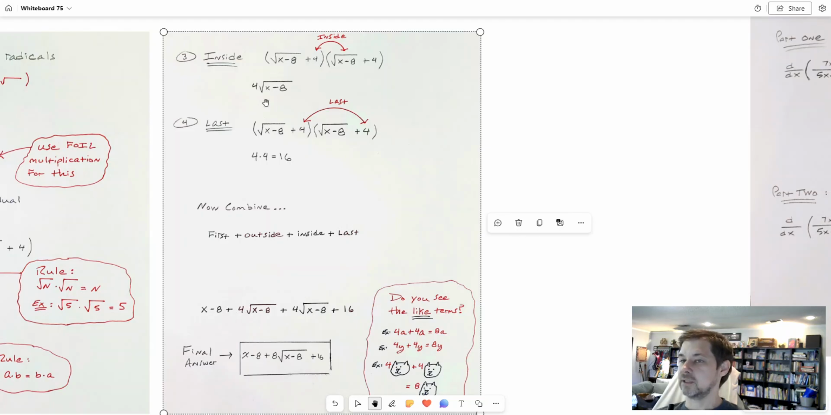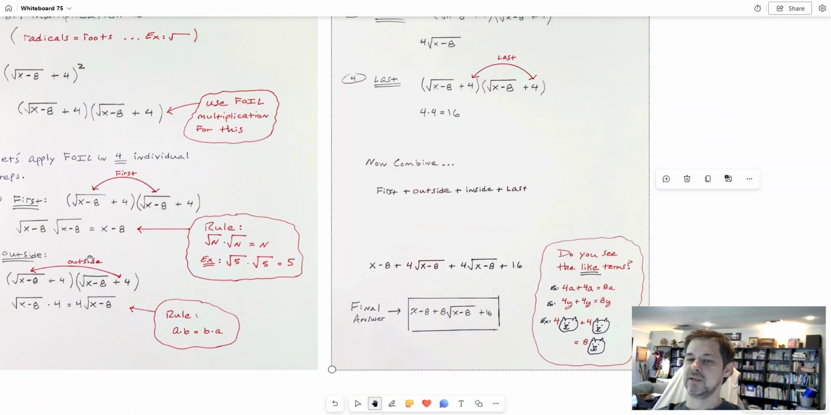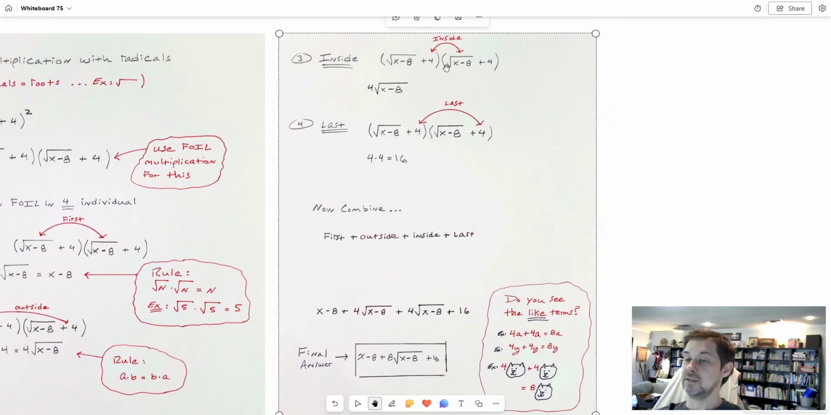There's nothing else I want to say about what that is besides 4 times root x minus 8. So what have we done so far? First, outside, and then inside, and now last. Again, you see the arrows connecting what I mean by last. It's this times that, whatever that is. In my case, that's 4 times 4. 4 times 4 is 16. It's just 16. We don't need to do anything else.